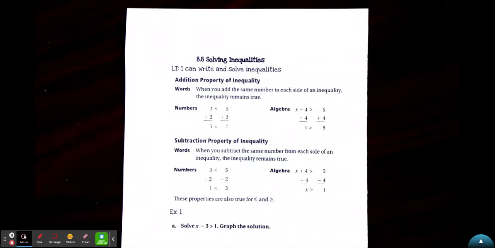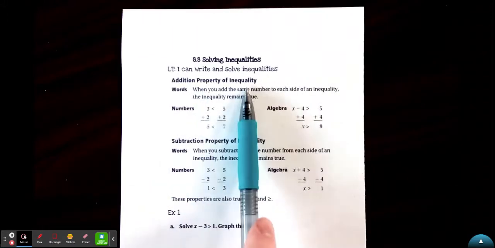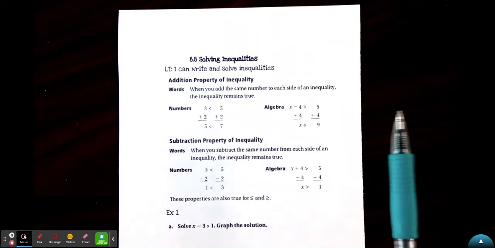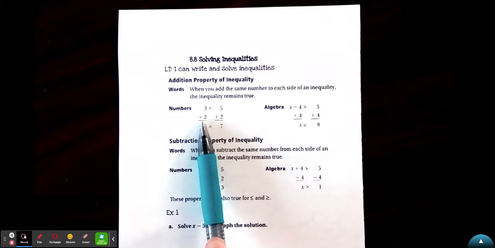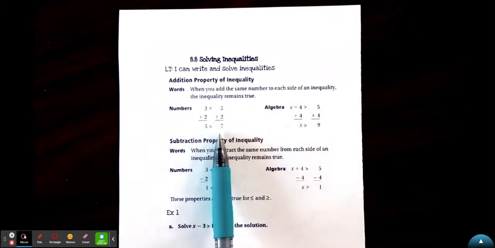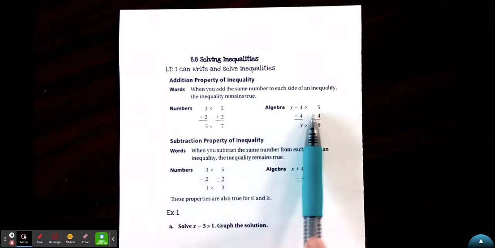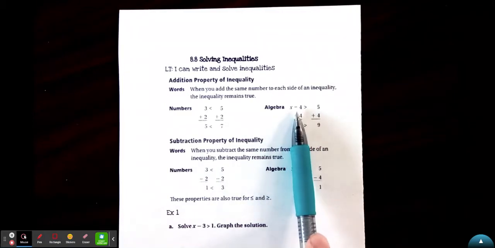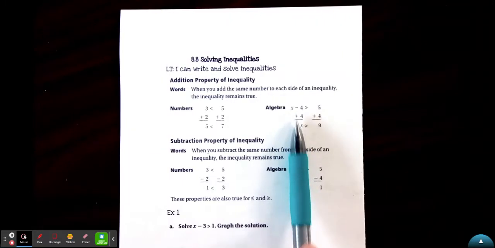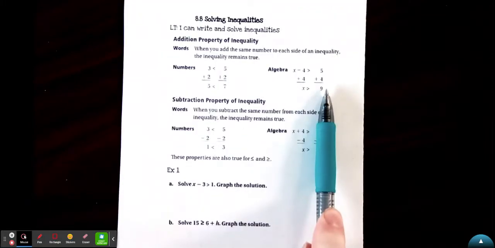All right, so these properties you guys learned back in chapter 6 when you were solving equations. So this is very similar to solving equations. The addition property of inequality means that if you add 2 to one side of an inequality, you also have to add 2 to the other. When we want to get x by itself, how do we get rid of minus 4? You add 4, and if you do it to one side of the inequality, you have to do it to the other. Okay, so that's the addition property.